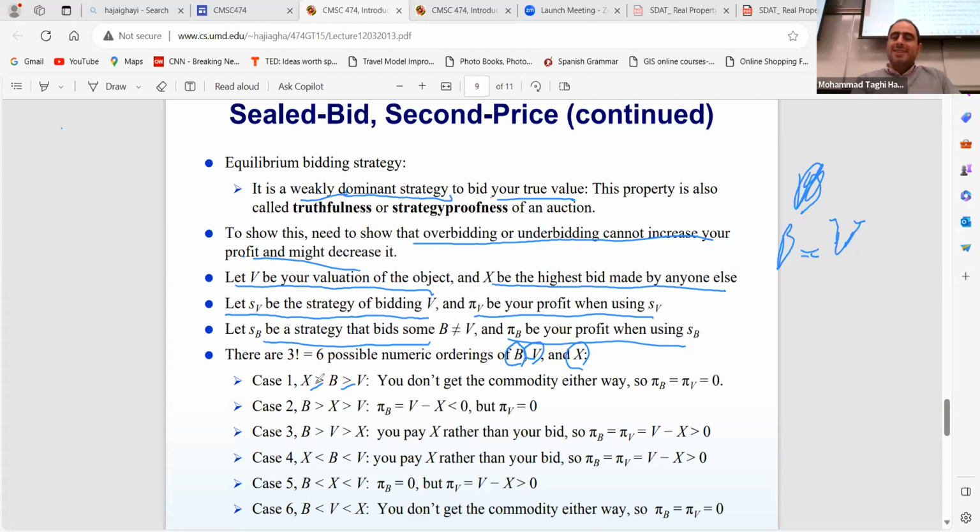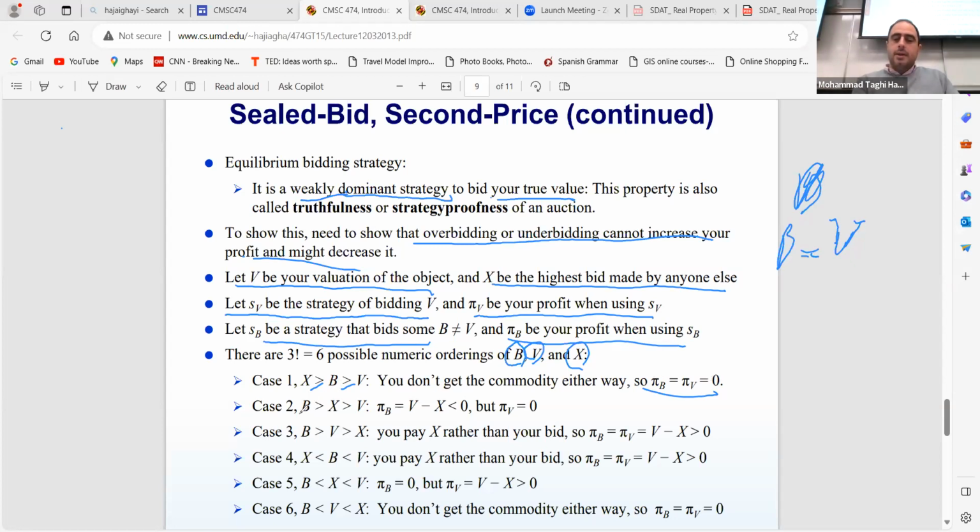So if X is greater than B is greater than V, it means that the highest bid of everyone else is larger than your bid. So in that case, you don't get the commodity either way. If you put B or V, there is one person higher than your bid anyhow, then you don't get it. In this case, both cases would be 0. Yes, you can lie, but you don't gain anything.